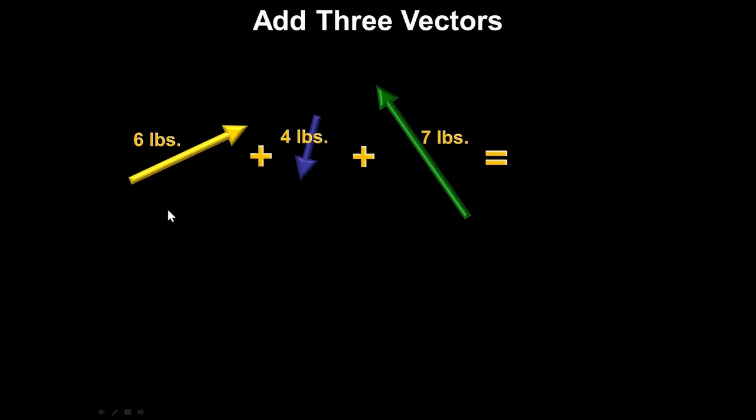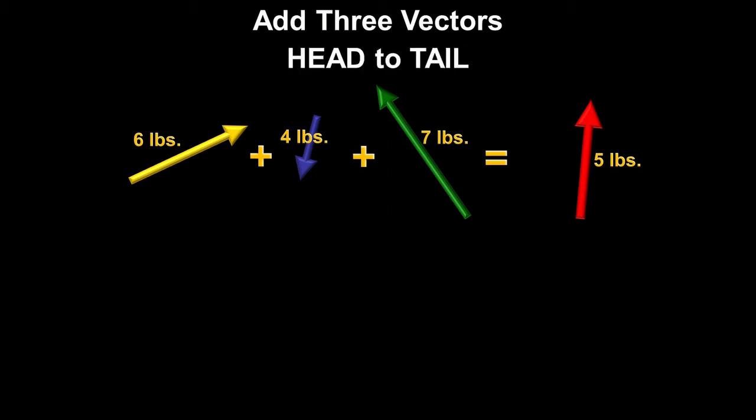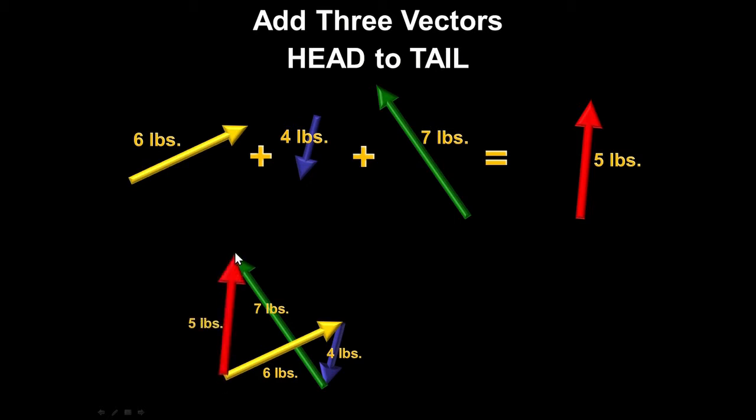We can do this with more than one. Come on, it'd be fun. If we have 6 pounds in that direction and 4 pounds in that direction and 7 pounds in that direction, clearly that is equal to 5 pounds in that direction. Maybe it's not so clear. Maybe we better use the head to tail method to show that. So we could take the head of one vector, put it to the tail of the other vector, and then now we're just going to take the head of this vector, put it to the tail of the other vector, and we would draw the resultant that goes from the tail of the first one to the head of the last one.